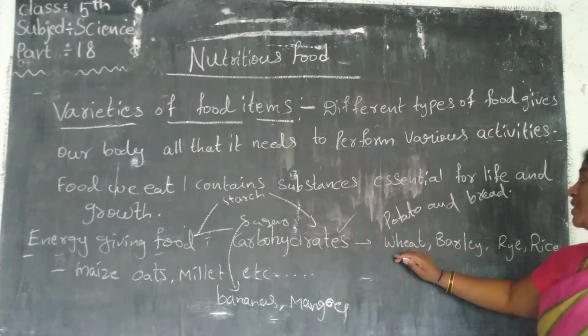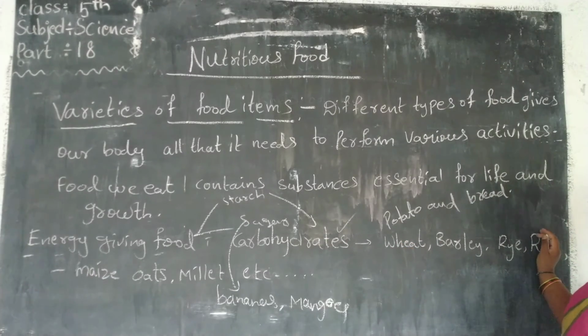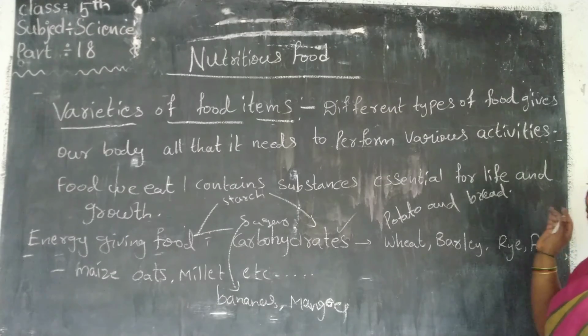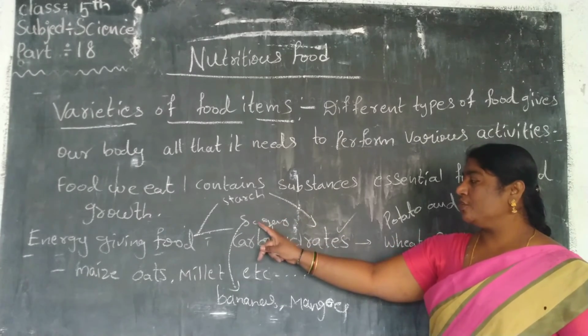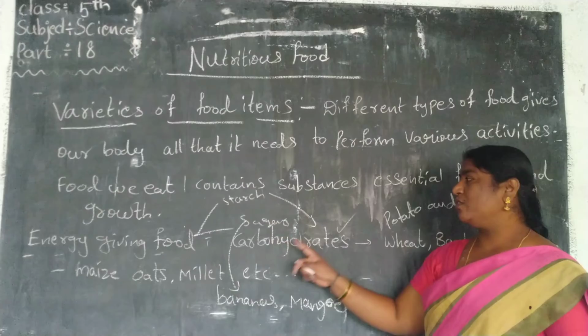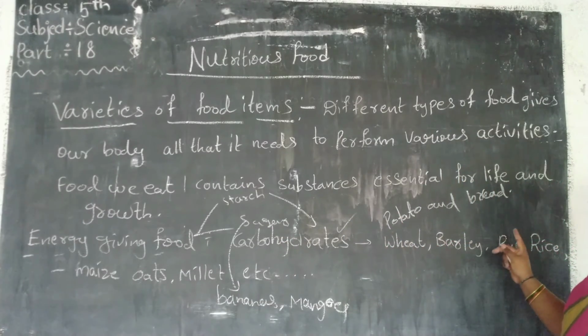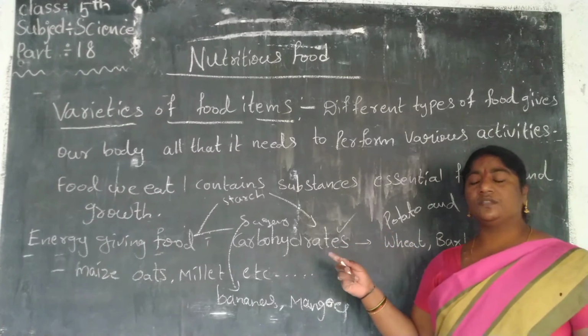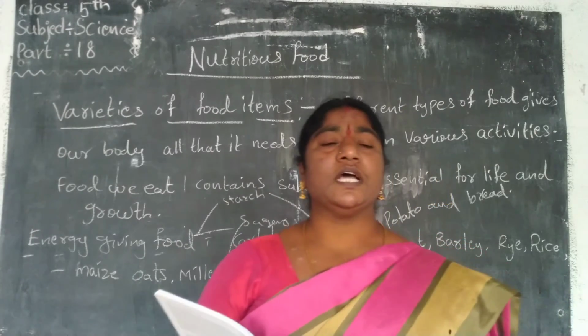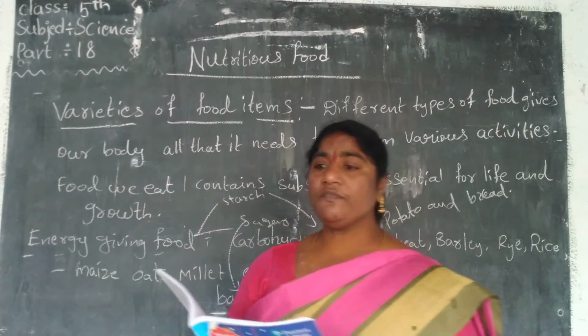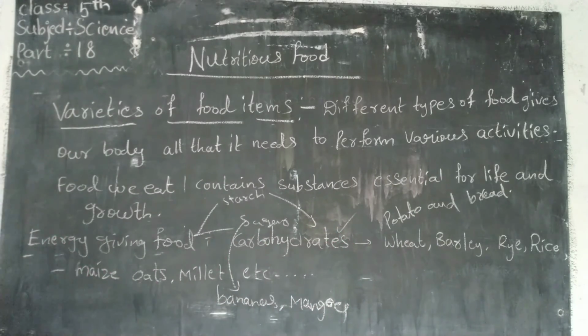Carbohydrates, starch: wheat, barley, rice, cereals, pulses, maize, oats, millets. They are rich in carbohydrates. Carbohydrates come in two types, starch and sugar. Sugar is in banana and mangoes. Starch is in cereals and pulses like wheat, rice, barley, maize, oats. These are rich in carbohydrates, and we have to eat them daily, because they are most important for the growth of our body, mainly for growing children. Another name for carbohydrates is energy giving food.